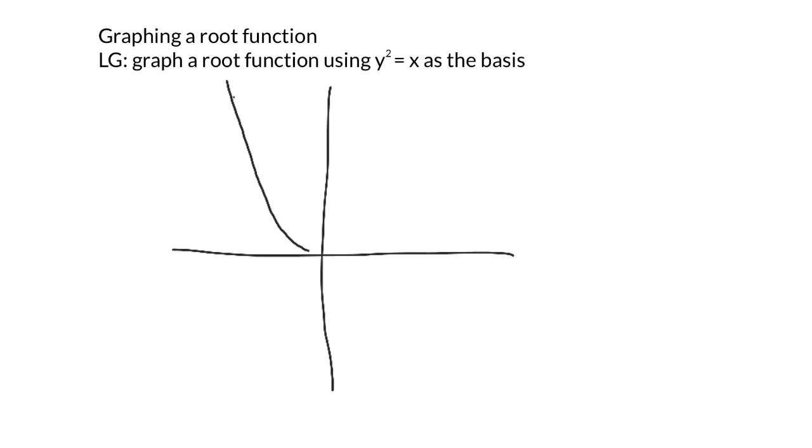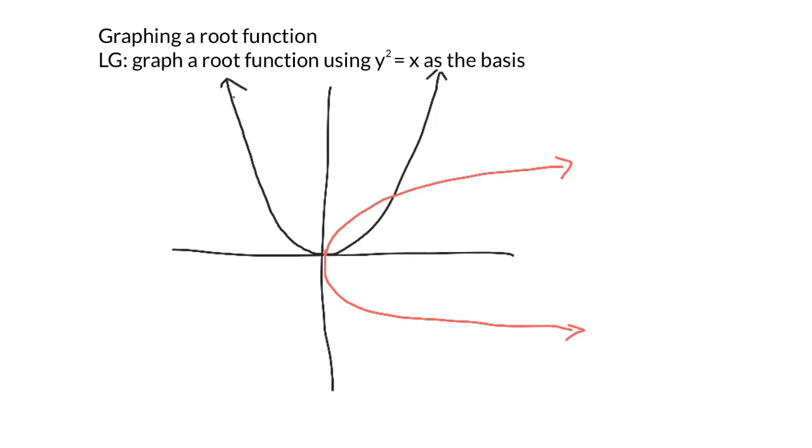Now, if I draw a very nice little basic y equals x squared, just my parabola, concave up, passes through the origin. Now if I start to think about y squared equals x, I'll show you why in a second, but it ends up looking something like this. That's what we call the inverse function of y equals x squared.